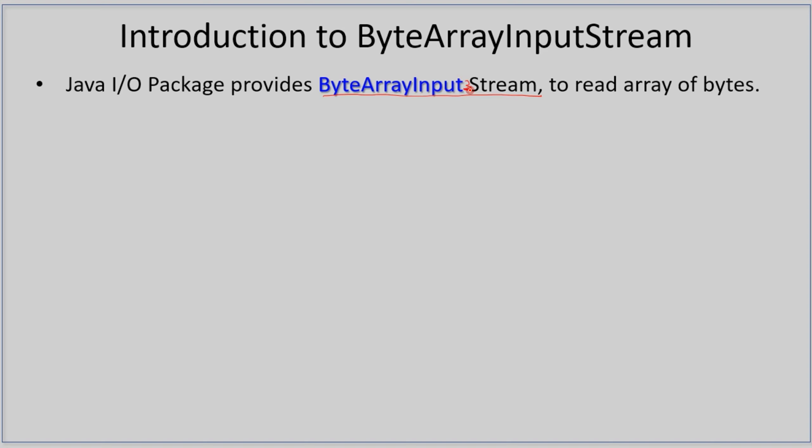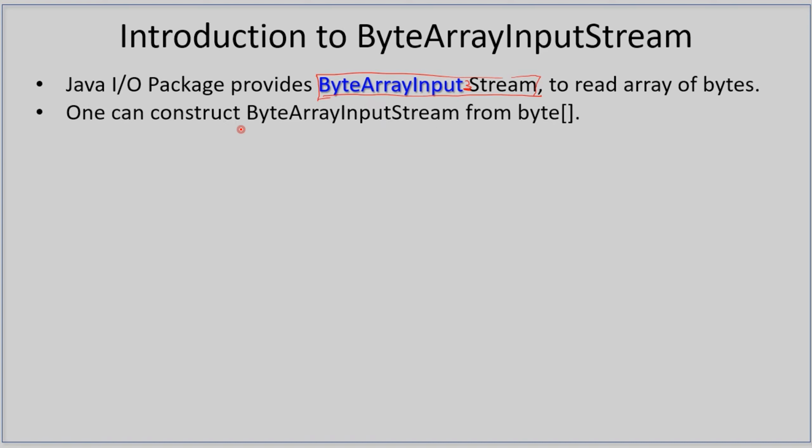There is no gap here. This completely represents the class. To read array of bytes, so that's the class. Its purpose is to read array of bytes. One can construct byte array input stream from a byte array. So that's the meaning of this class, right? The class will read array of bytes.